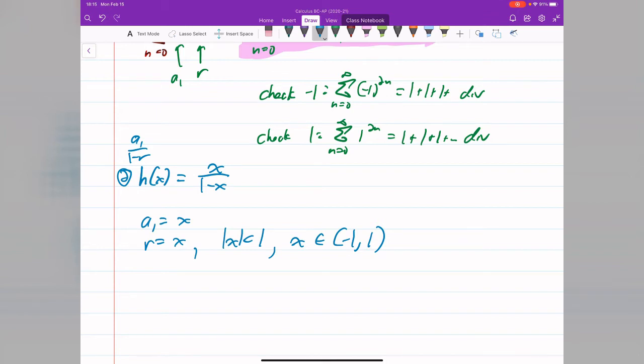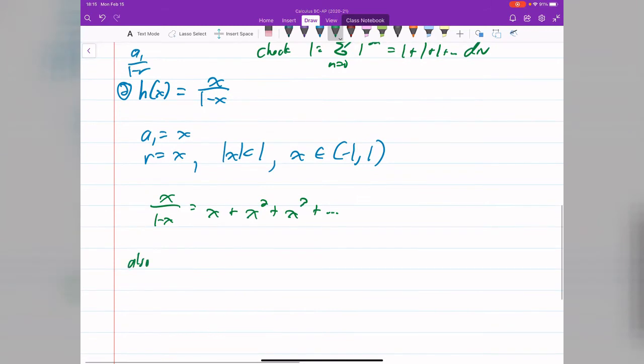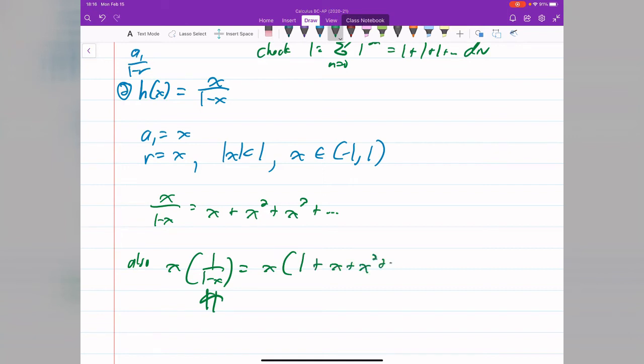Then a couple of things I can look at with this. The first is I can just treat this as a sub 1 is x. So my first term would be x. Then my next term would be multiplied by x, so x squared, then x cubed, and then so forth. I could also treat this as x times 1 over 1 minus x, which I've already done. So since this is x times 1 over 1 minus x, this would be x times 1 plus x squared plus x cubed, and so forth. And it gives me the same thing.